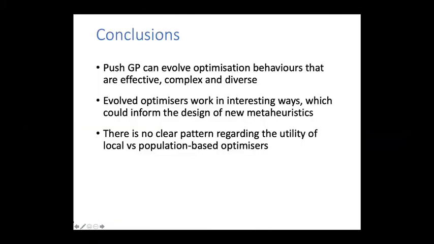Okay, so to summarize, it does seem that PushGP can be used to evolve optimization behaviors that are effective, complex and diverse. And the ones that I looked at seem to approach optimization in interesting ways, ways which are somewhat different to existing optimizers. And certainly it seems that we could look at these optimizers, extract knowledge, and apply these within a design of new meta-heuristics, or add them to existing meta-heuristics.